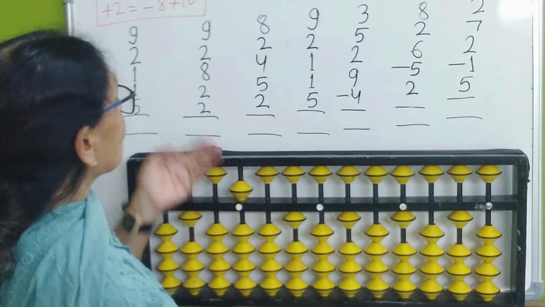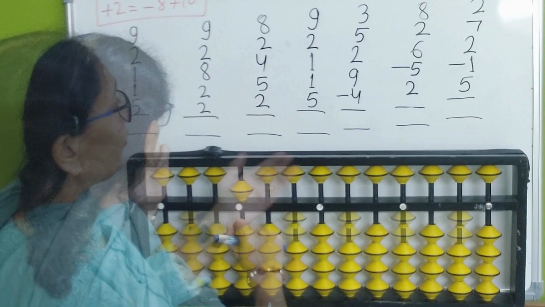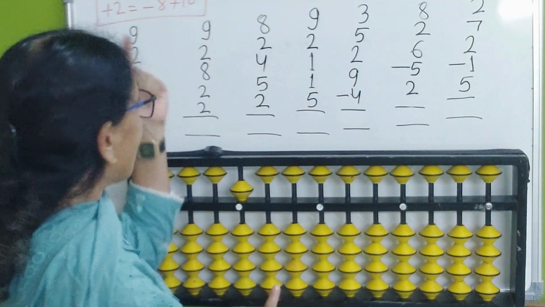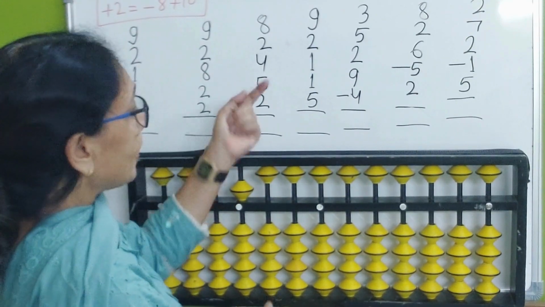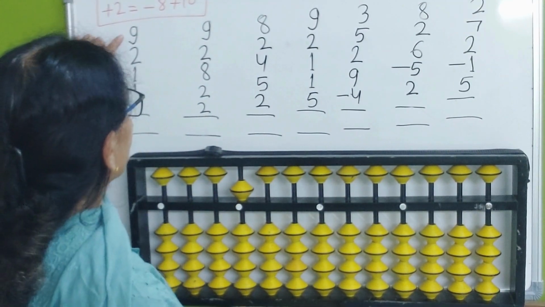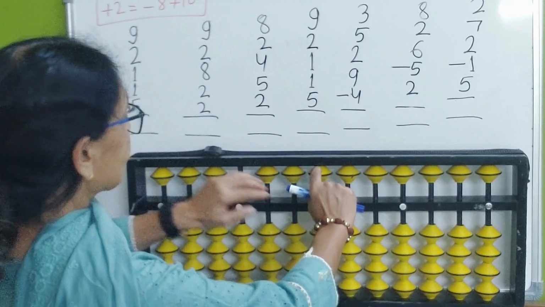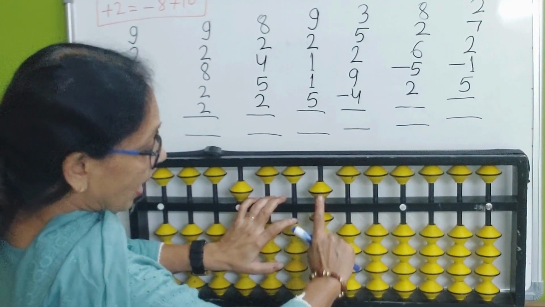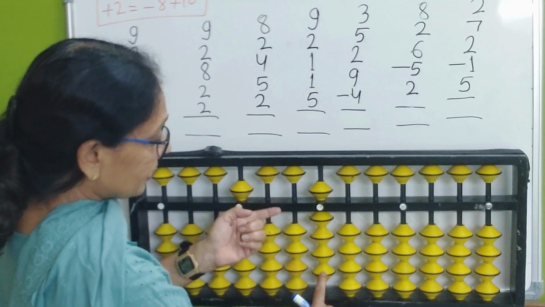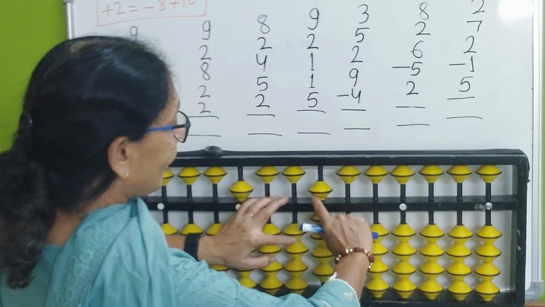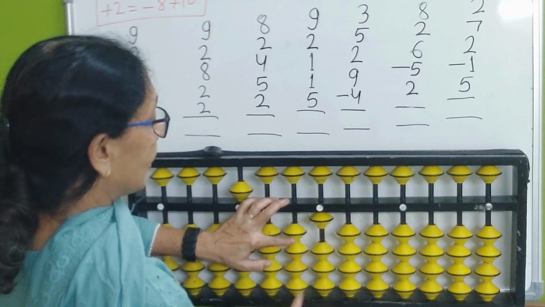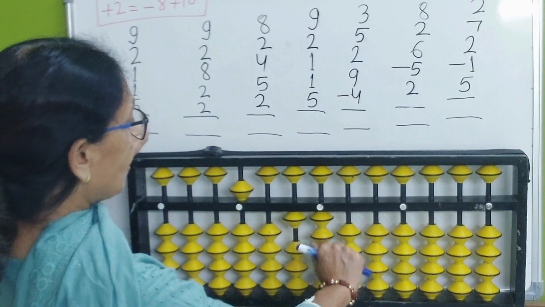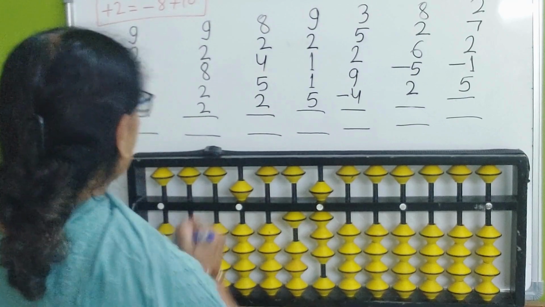Now let's do the questions based on the formula. These questions are all based on this formula. We are not focusing on the concept. Add 2, so less 8 add 10. So let's start. First question is 9 add 2. How to add? You need to shift to the tens rod. So add 2 is less 8 add 10. 1, then add 5, 18.